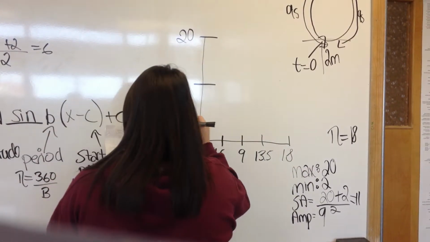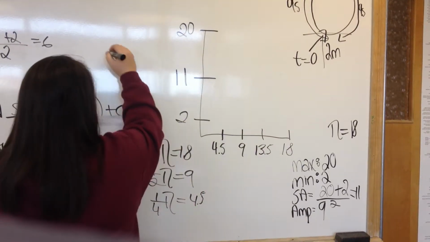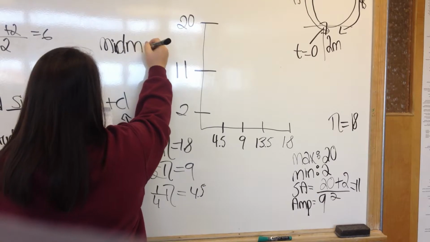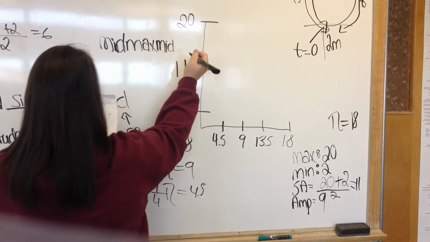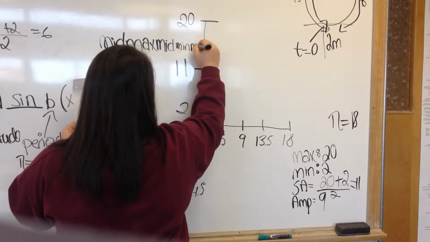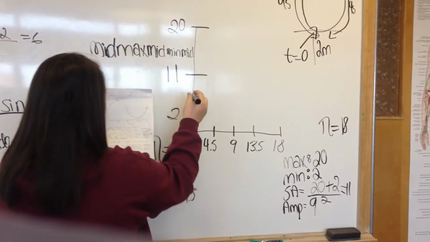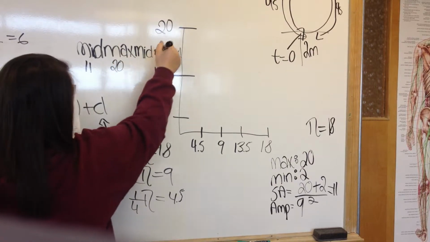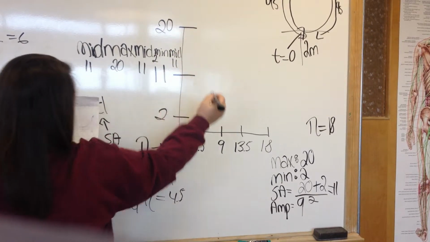So our first point, since it's a sine graph, starts at the middle, which I'm probably going to need to add. So the mid to the max, the mid to the min, to the mid. Kind of getting in the way, but whatever. Okay, so we know that it's going to start at the middle, and the middle is 11. The max is 20. The middle is 11. The minimum is 2. And the middle is 11.